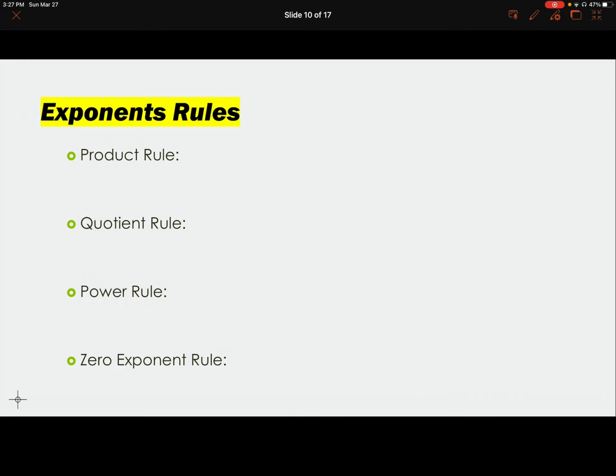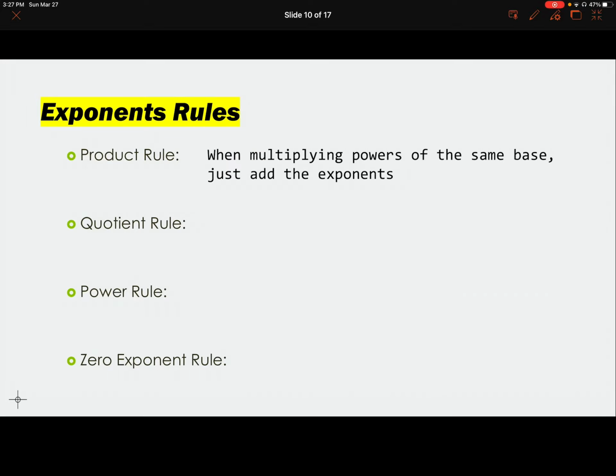So our first exponent rule is called the product rule. When multiplying powers of the same base, just add the exponents. So if you're multiplying two powers together and they have the same base, you can just add the exponents. Okay, there's an example of that. So x to the exponent a, that's the first power, times x to the exponent b, that's the second power. Because they both have the same base x, we can just add the exponents together to get this here.